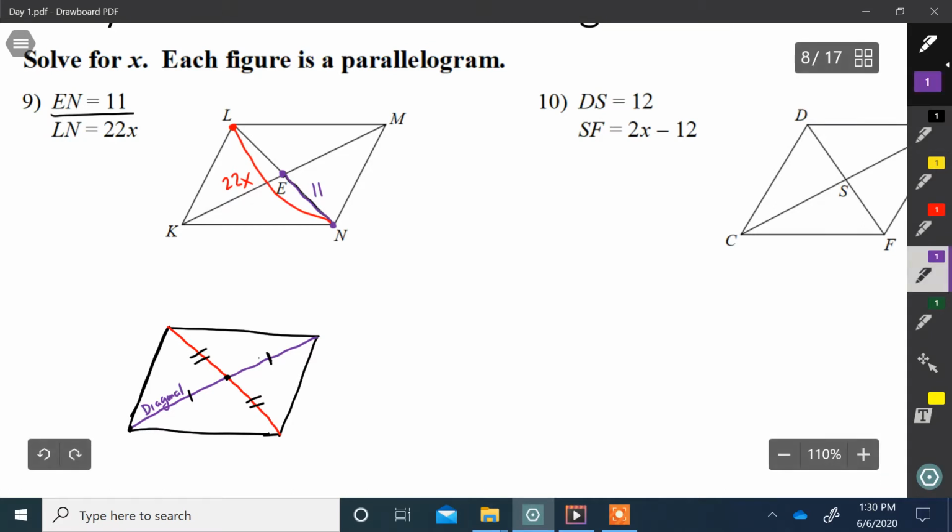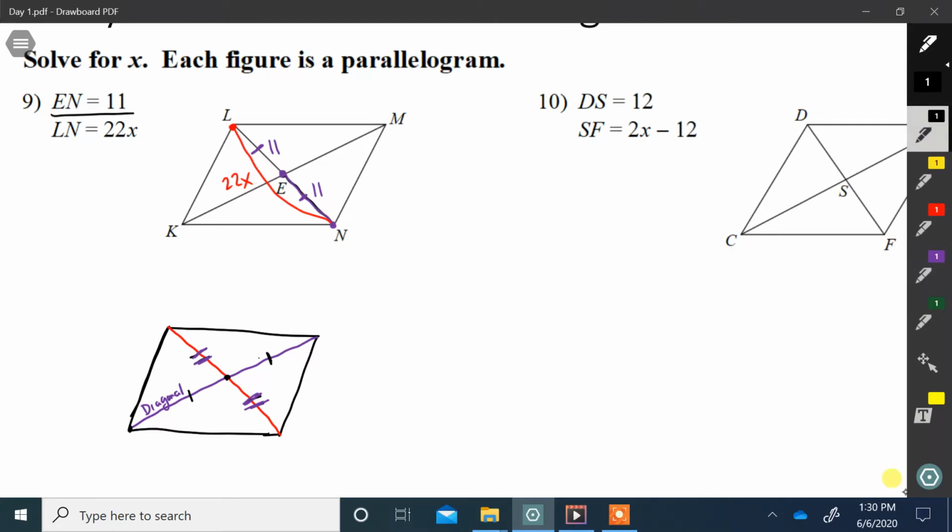So if this is 11, guys, we know because I just told you that this is congruent to that right there. That means that those two are also congruent. So if this is 11, this will also be 11. All right, so we know that the whole thing, LN, is 22x.